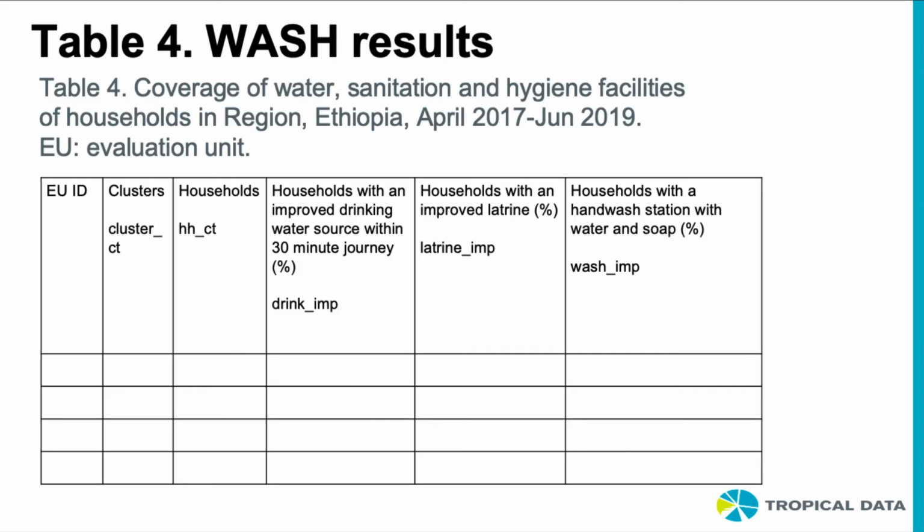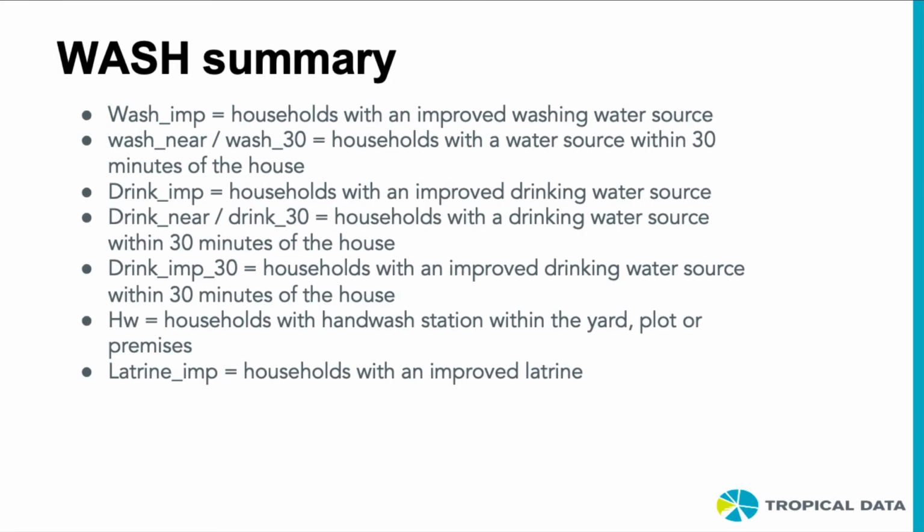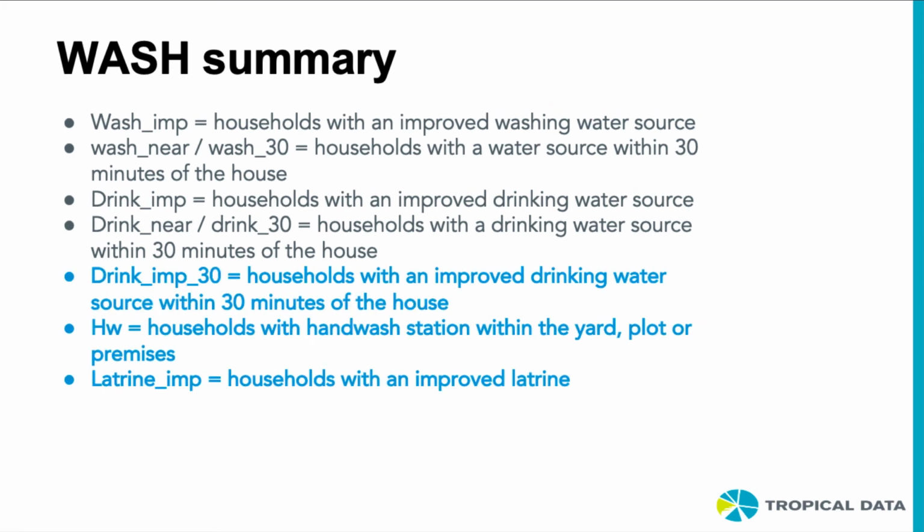The final key data set we can present is the WASH data, the proportion of households in the survey with different water, sanitation, and hygiene facilities. Here you can see some of the variable names you will see in the WASH summary from the Tropical Data Downloads page, plus their definitions. We have highlighted the particularly important ones for the table that are in blue here.